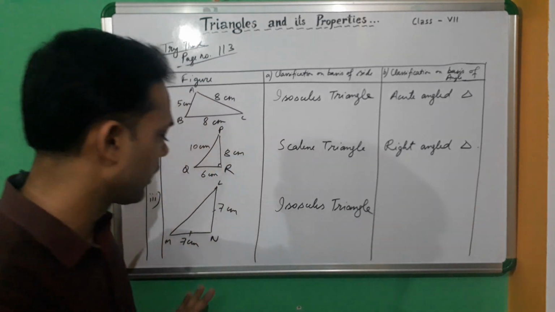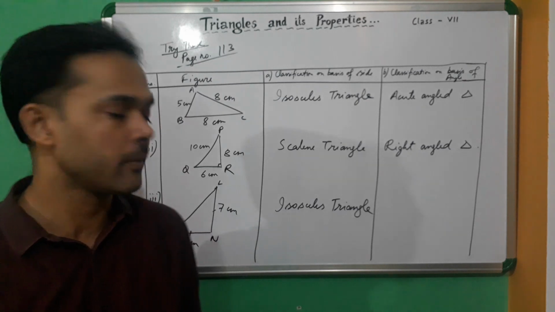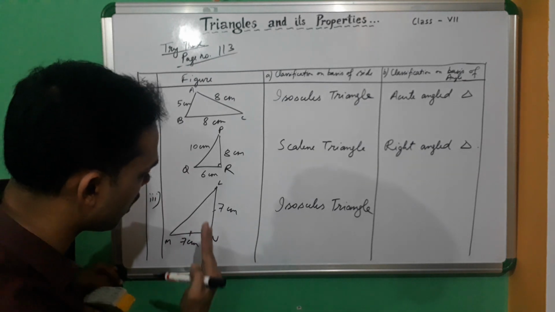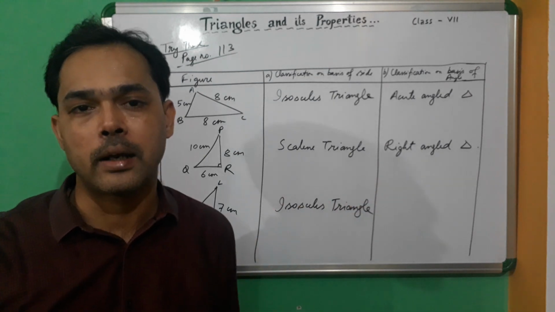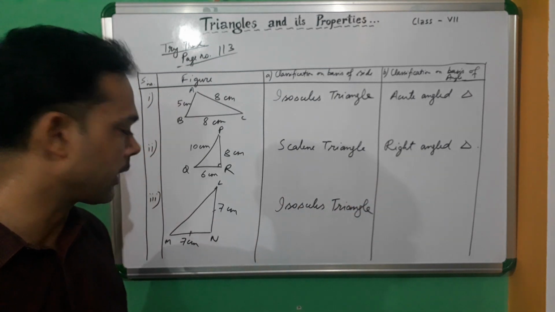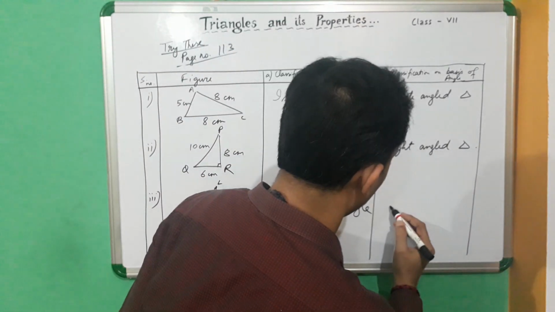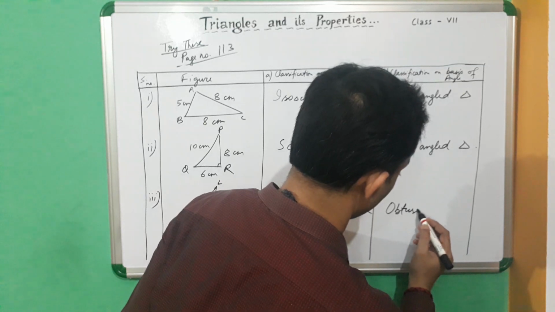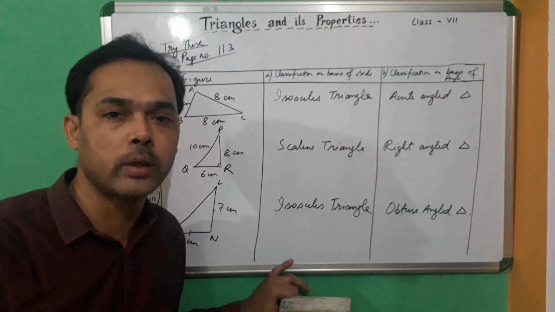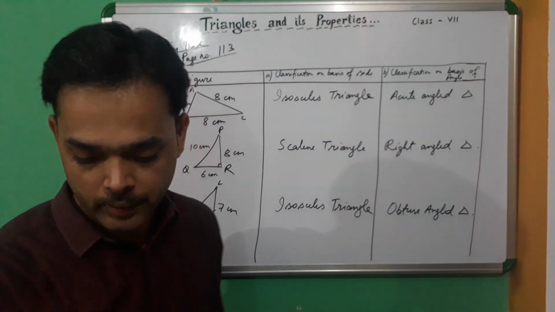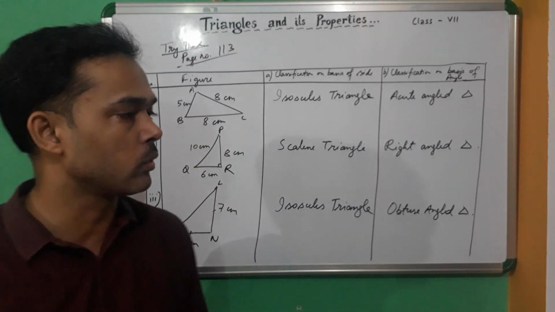And when we talk about the classification on the basis of angle, what you observe is that it is greater than 90 degree. And you know that whenever one of the angles is greater than 90 degree, then it will always be an obtuse angled triangle. Okay, so in this way we have done the three parts. Let us do the remaining three parts now, but meanwhile all of you write.